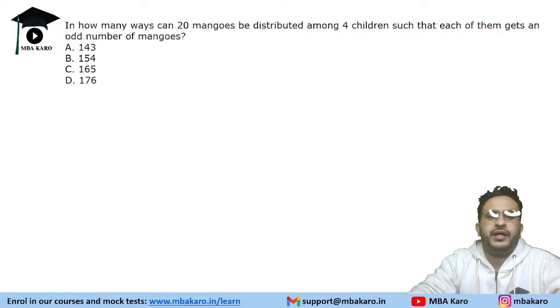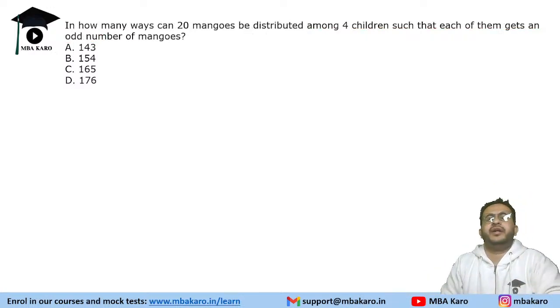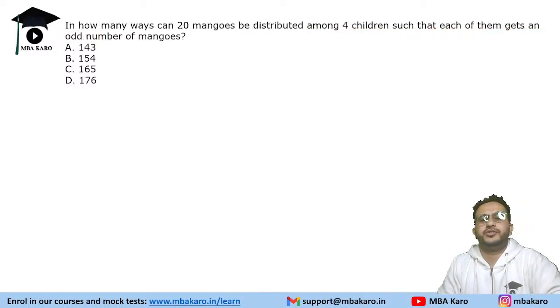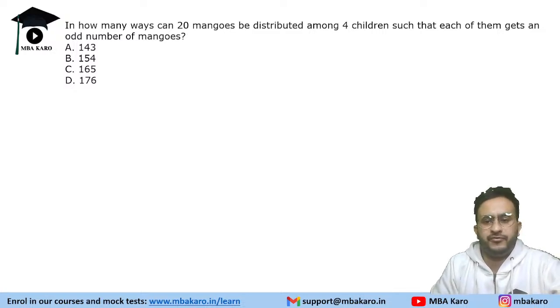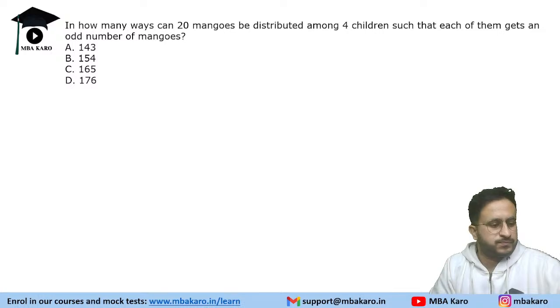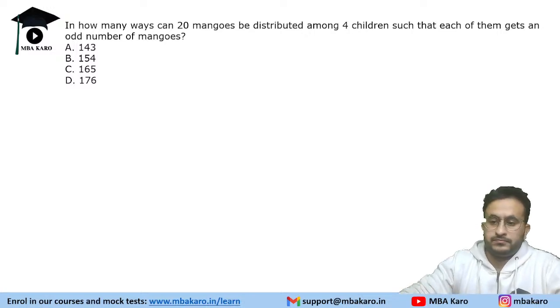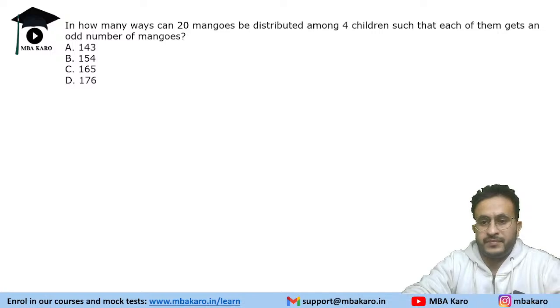Okay, all right. In how many ways can 20 mangoes be distributed among four children such that each of them gets an odd number of mangoes? If none is there, go with none. That's common sense.